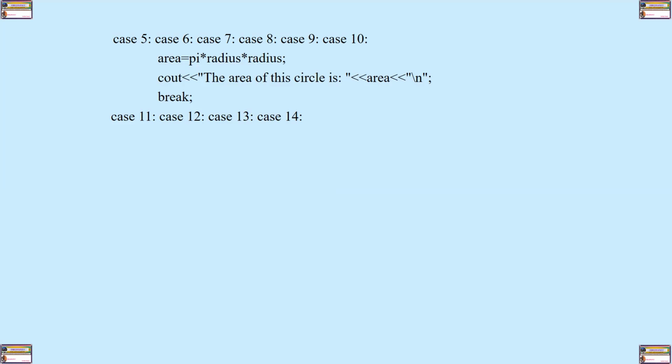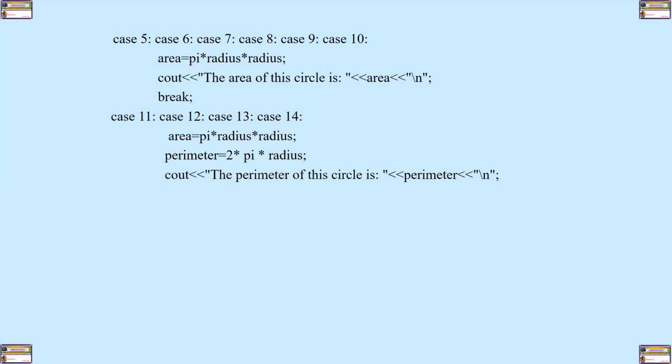Then we have case 11, 12, 13, and 14. So if radius is 11, 12, 13, or 14, then we are going to compute area and perimeter, and then display perimeter and area on the screen. And we break. We come out of that section of code. We branch out.